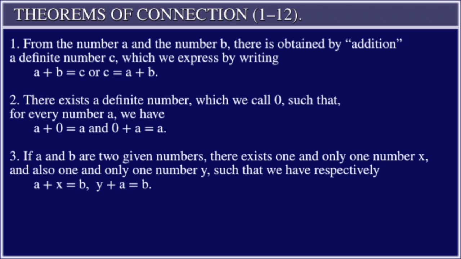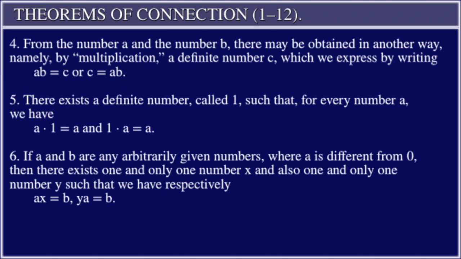3. If A and B are two given numbers, there exist one and only one number X, and also one and only one number Y, such that we have respectively A plus X equals B and Y plus A equals B. 4. From the number A and the number B, there may be obtained in another way, namely by multiplication, a definite number C, which we express by writing AB equals C, or C equals AB.